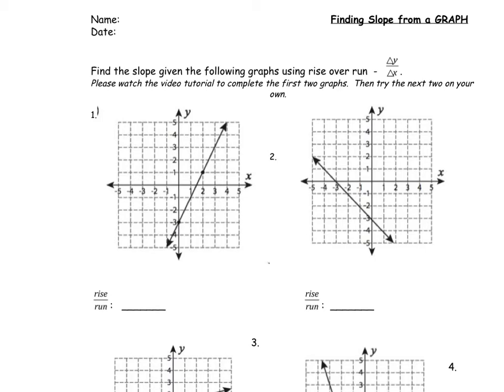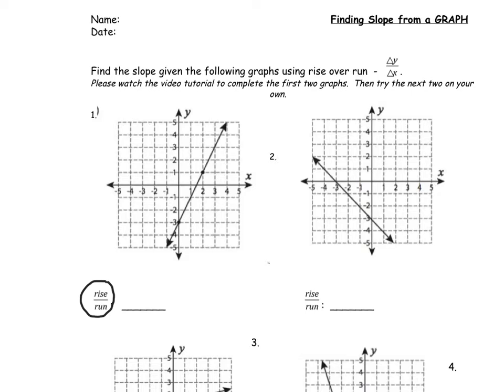Today we're going to find slope given a graph, and you're going to notice down here hopefully that this says rise over run. We also can call that the change in y over the change in x. So we're going to work on this two different ways based on from what point to what point you're going.